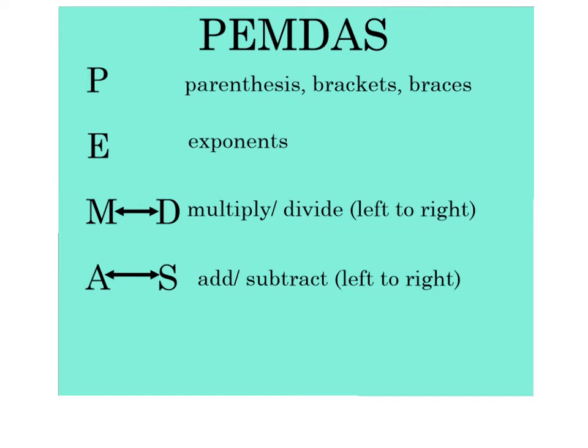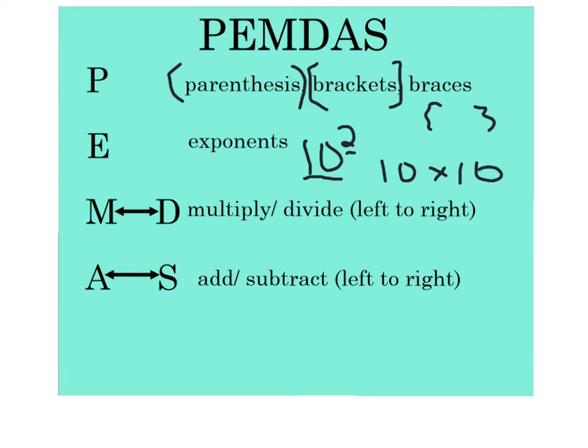So we start from the very first thing. We look at a problem and see if there are any parentheses, brackets, which looks like this, or braces, which kind of look like this. They're little squiggly lines. Exponents you know is like 10 to the power of 2, which means that main digit, we take that main digit and multiply itself as many times. So this would be 10 times itself 2 times.